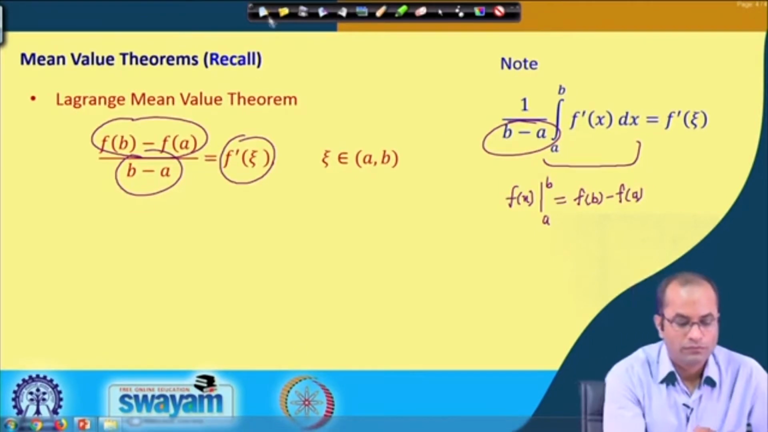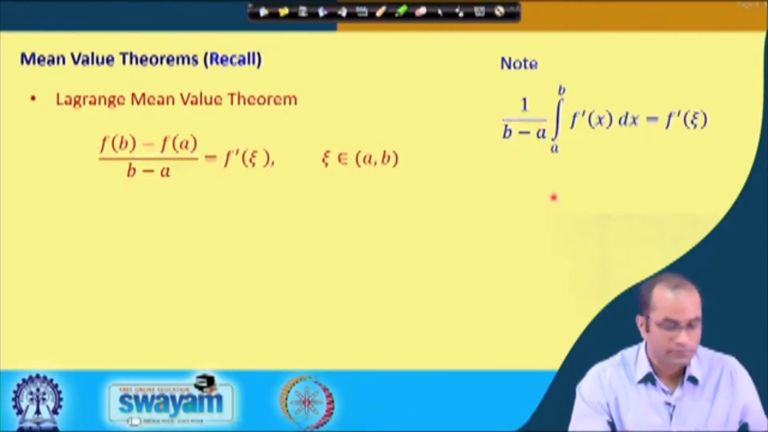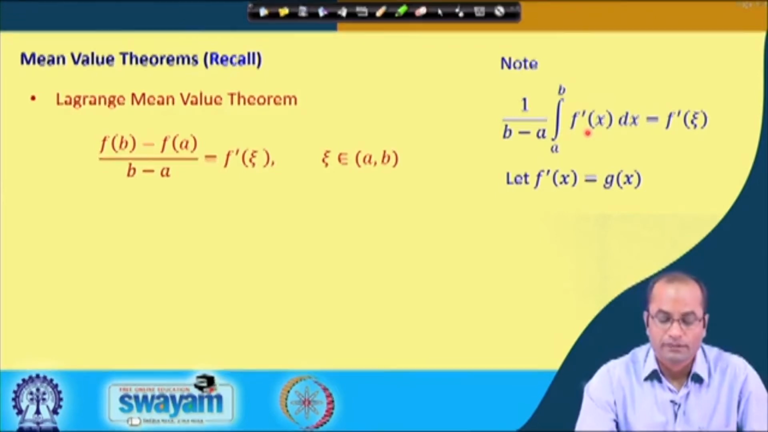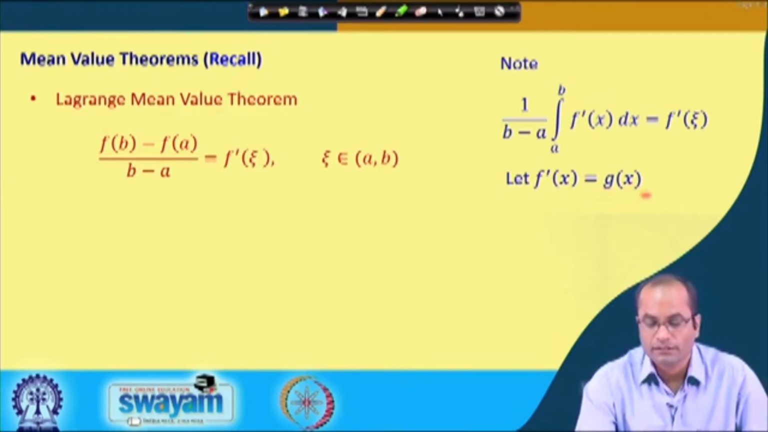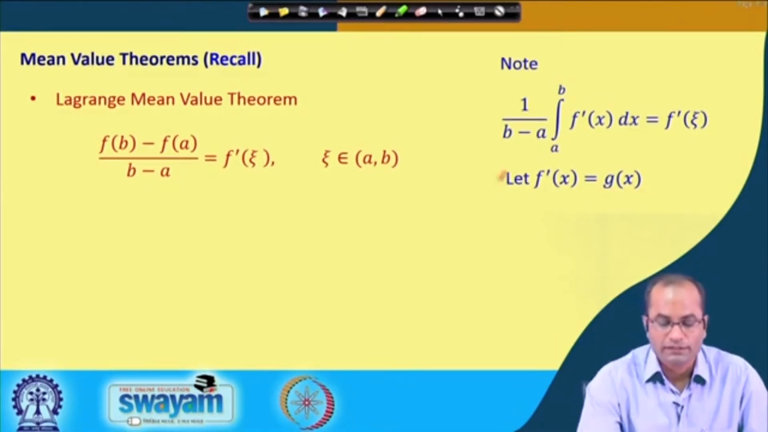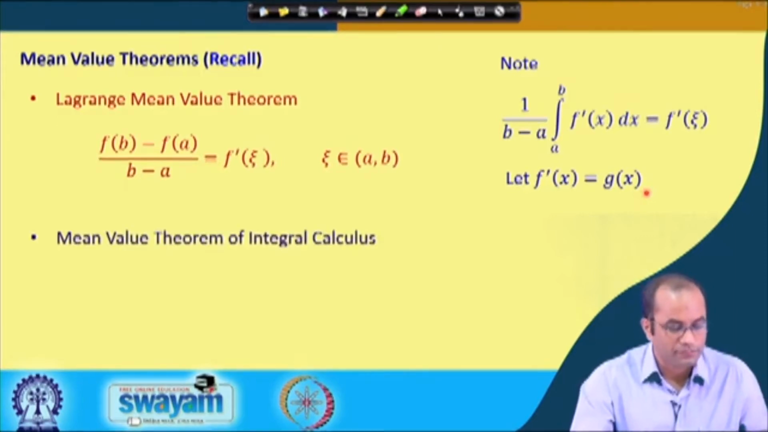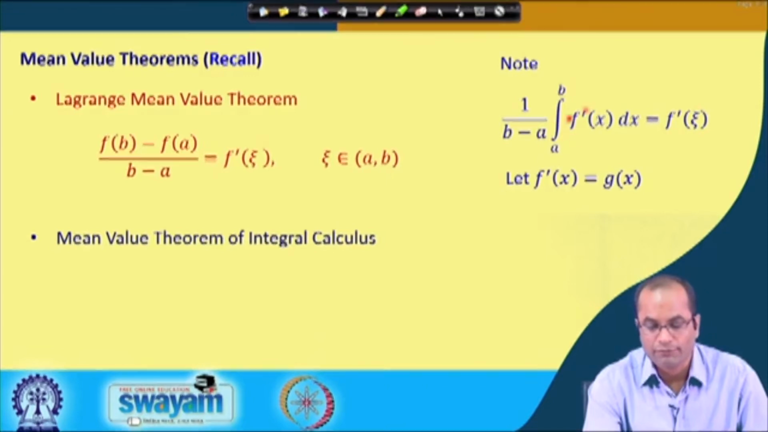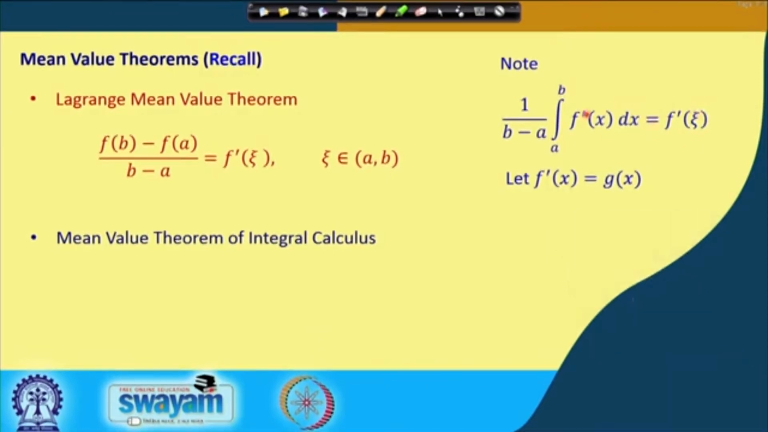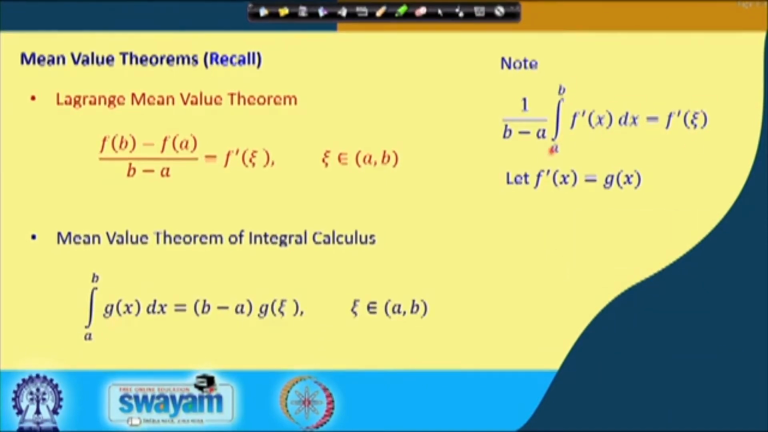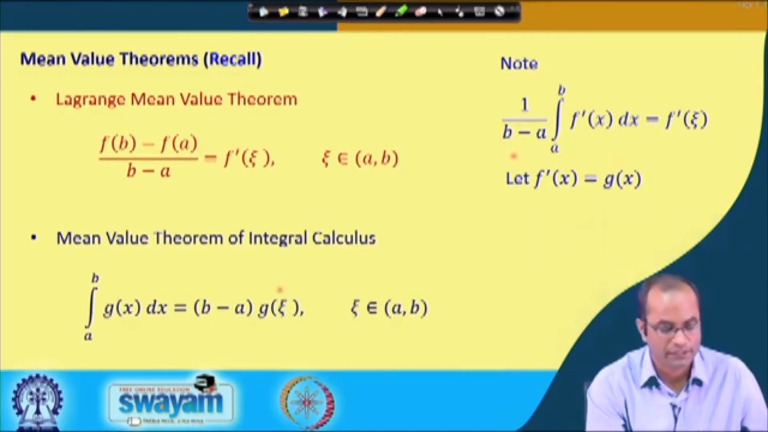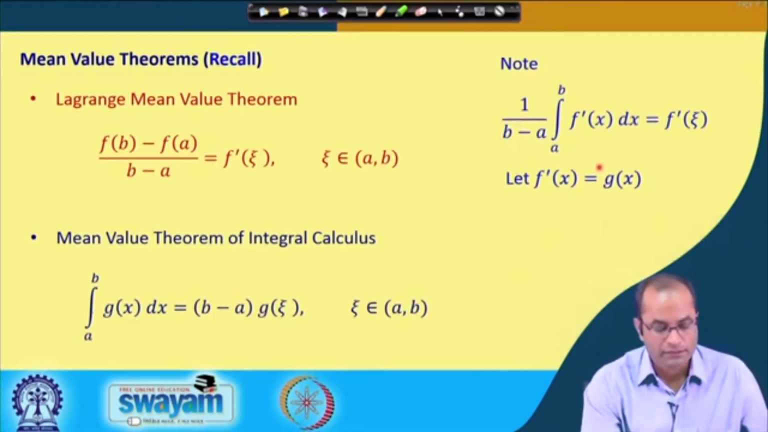Now we will make another assumption. We assume that this f prime, the derivative of f, is denoted by the function g. Having this, we now get another mean value theorem for integral calculus. Here f prime will be replaced by g, and we get this rule: the integral from a to b of g(x) dx will be b minus a times g of xi.